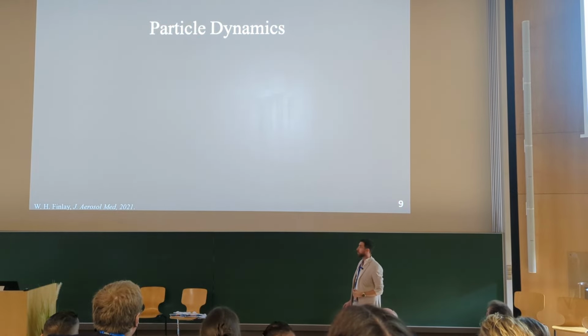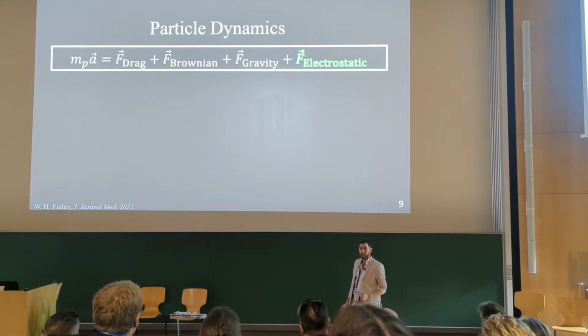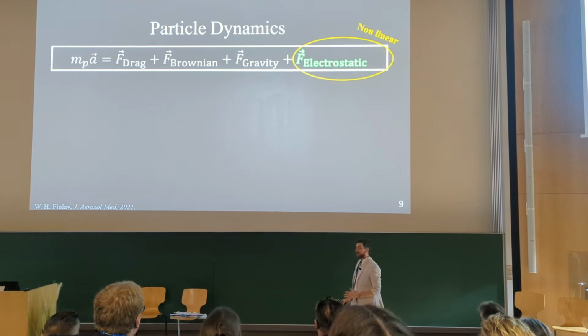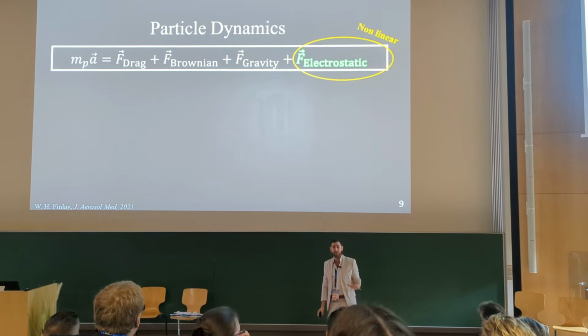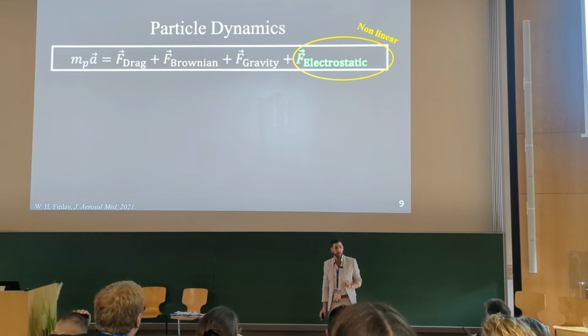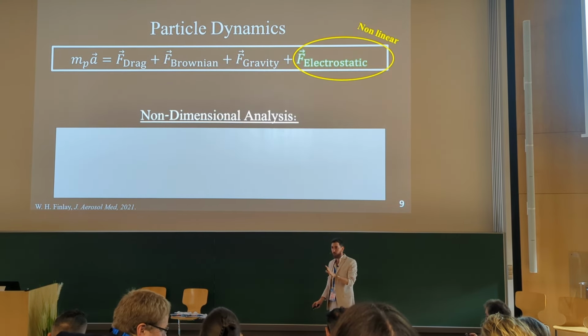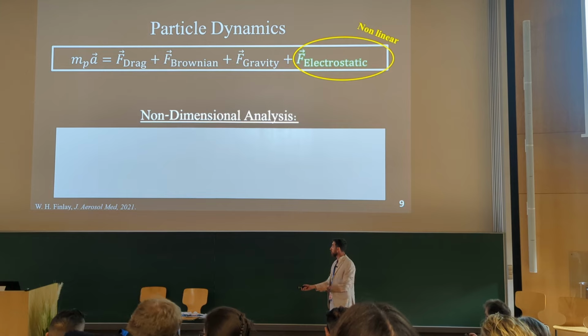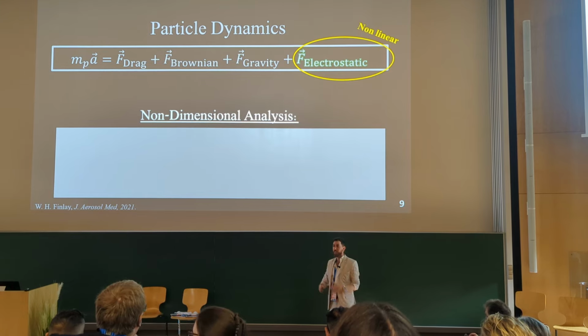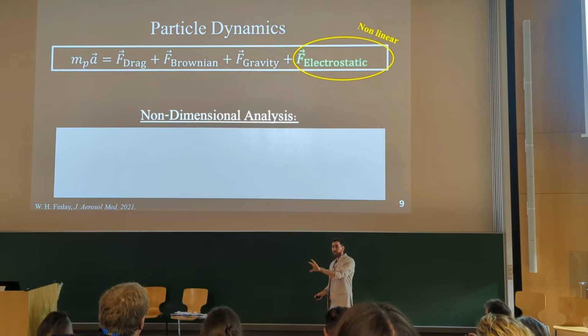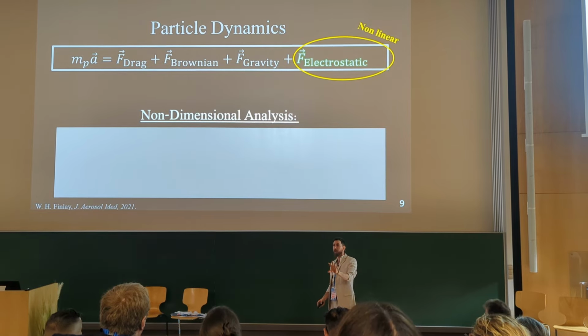So let's dive into the scary equation, the particle dynamics. When we add the electrostatics, the equation becomes nonlinear and not easy to solve, and in this case we have two different approaches: one is simulations, and the other is non-dimensional analysis. I'm sure most of you are familiar with non-dimensional analysis, but if not, I'm going to simplify it. Instead of solving the equation, we present dimensionless numbers that represent the phenomena. If one of the numbers is much bigger than the others, it means that this phenomenon is dominant.